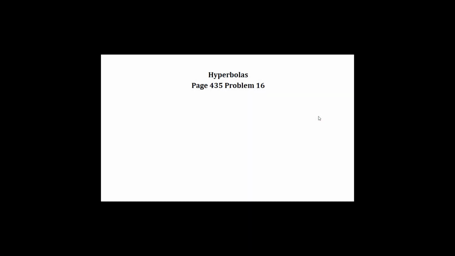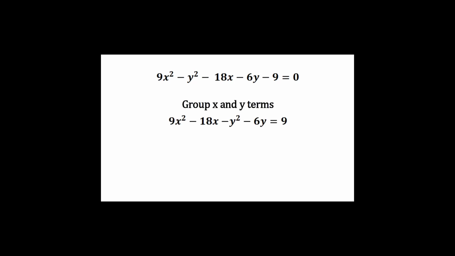In this problem, page 435, number 16, they give us an equation in general form. So this is the equation of a hyperbola, but the first thing we have to do is put it into standard form. So we group the x and the y terms together. As a first step, bring your constant over to the right.